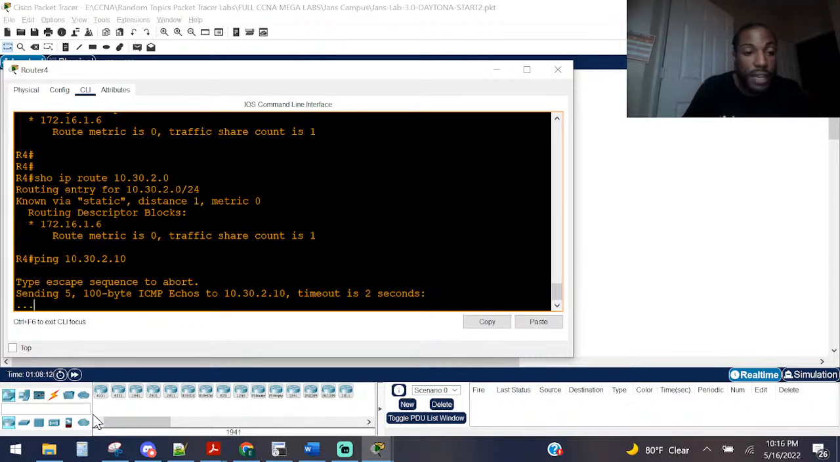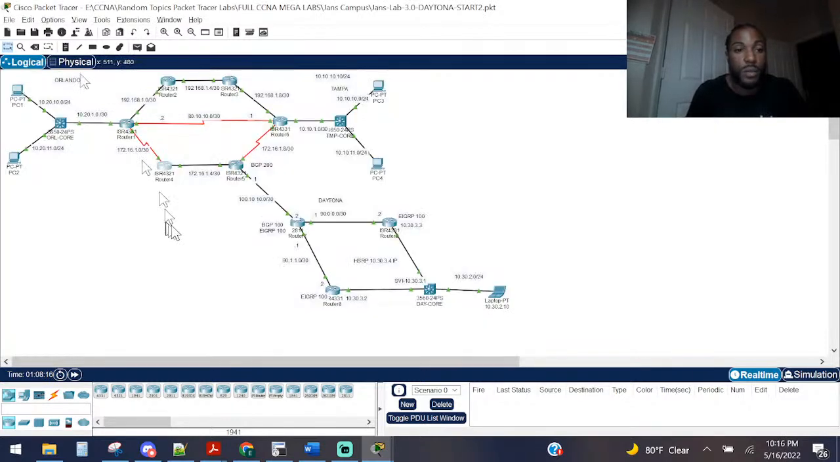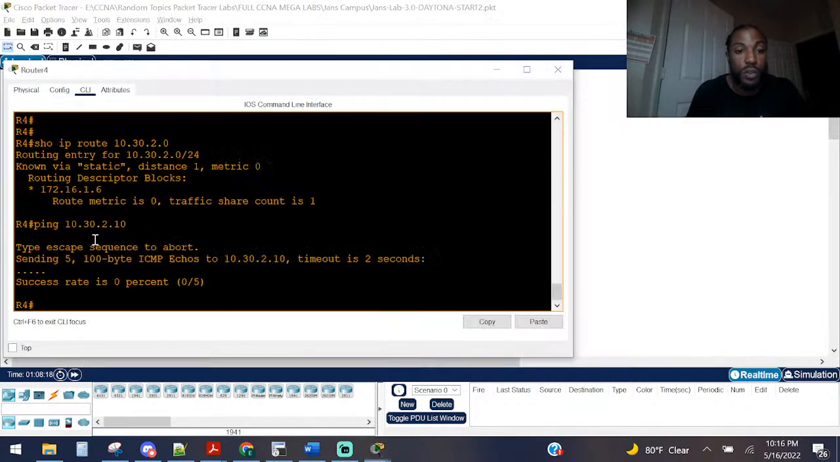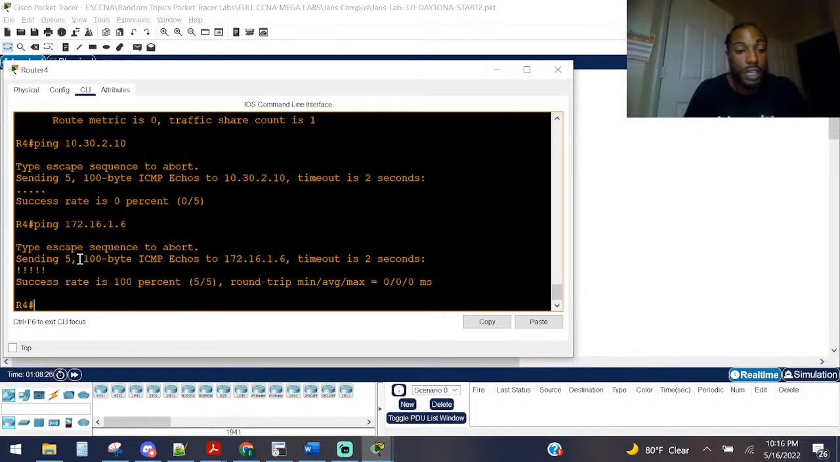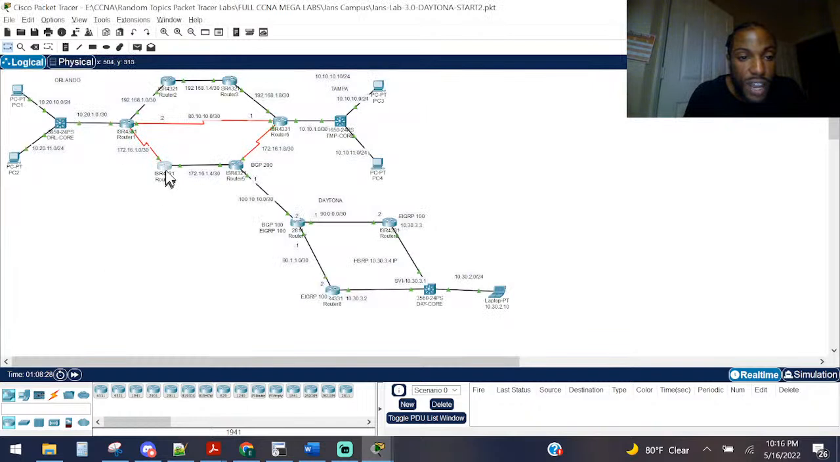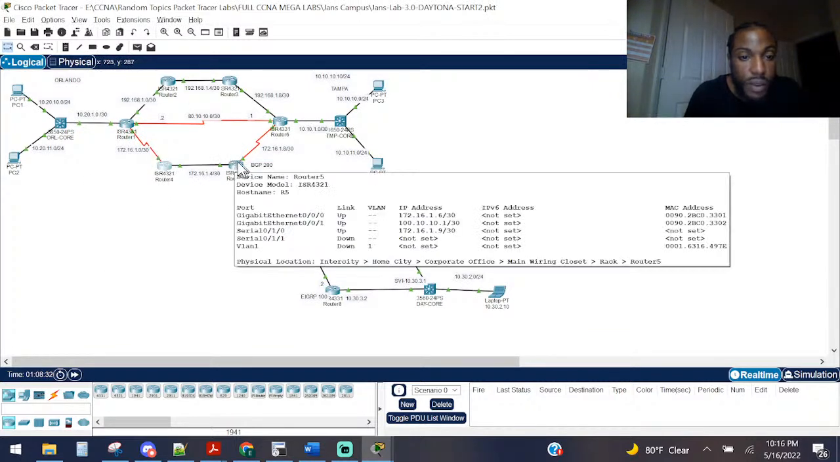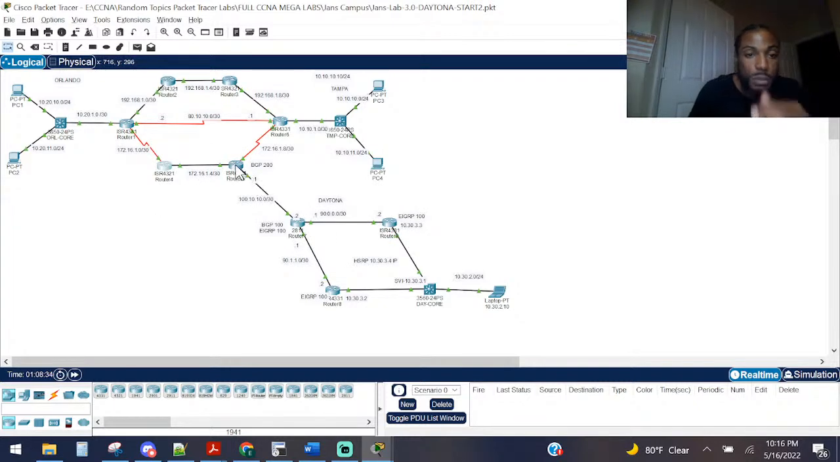Can he ping that next hop, 172.16.1.6? Obviously, we should be able to, right? Pretty much, we're going to have router 4 ping that next hop, which he knows how to get to, right? Ping 172.16.1.6. Yes, he can. 172.16.1 is router 5, and then that's .6. So he knows how to get there, and router 5 knows how to get to that route. So it's possible that, what are we missing here?